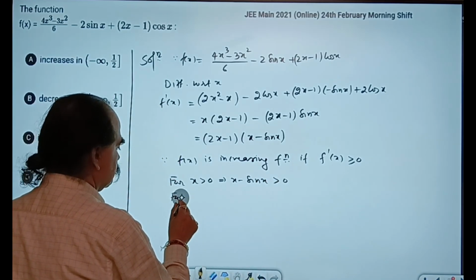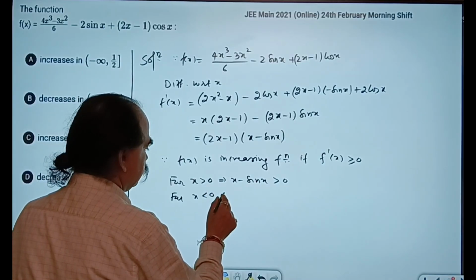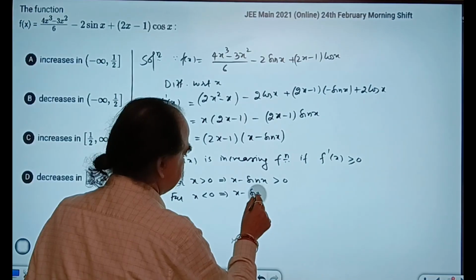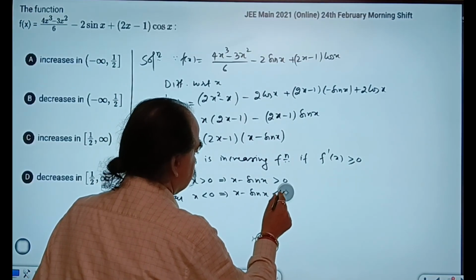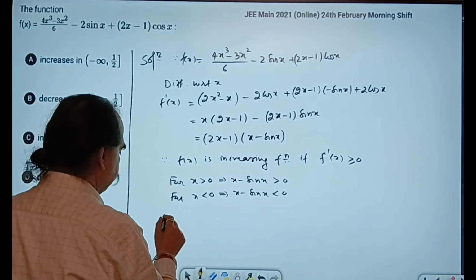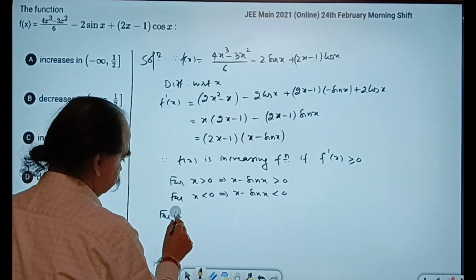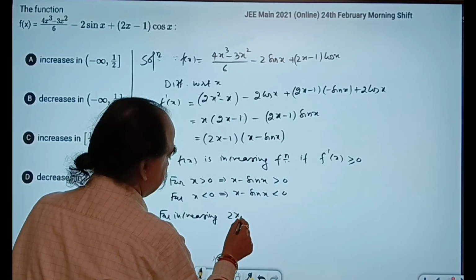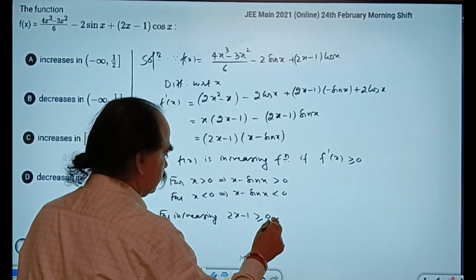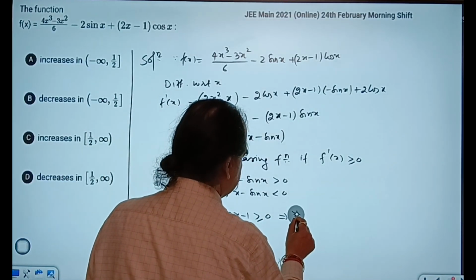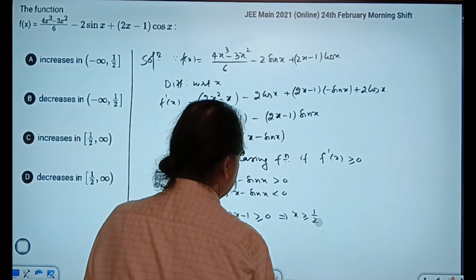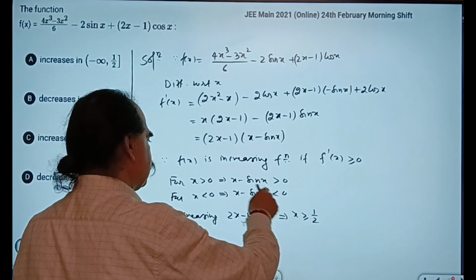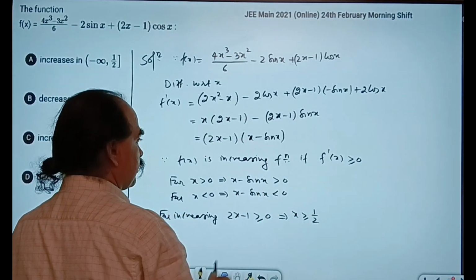And for x less than 0, x minus sin x is negative, and 2x minus 1. For increasing, 2x minus 1 should be greater than or equal to 0. So this implies x greater than or equal to 1 by 2. So when x is greater than 0, that means x is greater than 1 by 2. This is also positive. So product will be positive.